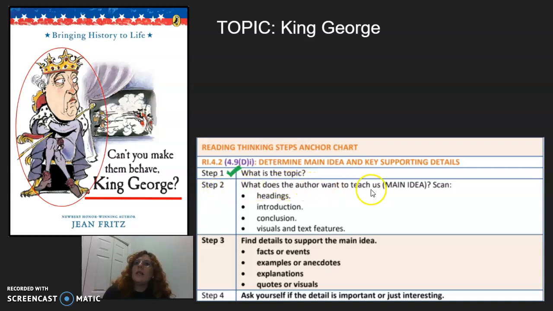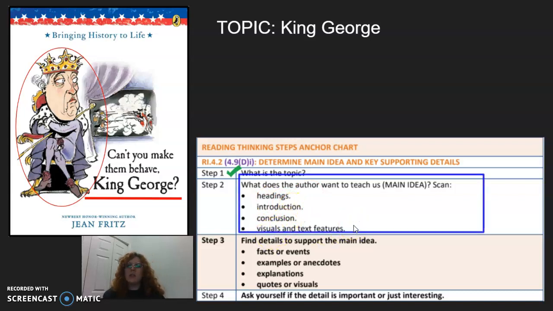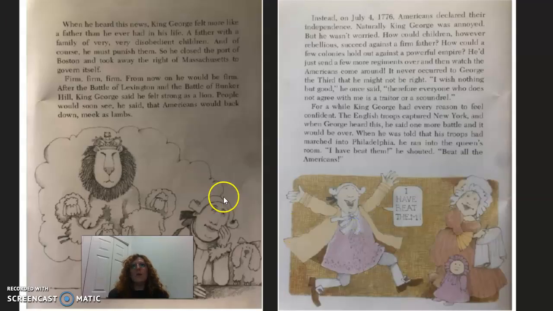What does the author want to teach us? What's the main idea? Well, I'm going to scan my headings, my introduction, conclusion, visuals, and text features. All right, let's take a look. Here I see King George, thinking of himself as a lion and lamb. All right, let me read. "When he heard the news, King George felt more like a father than he ever had in his life. A father with a family of very disobedient children, and of course he must punish them." Father, children. All right, let me keep on reading.